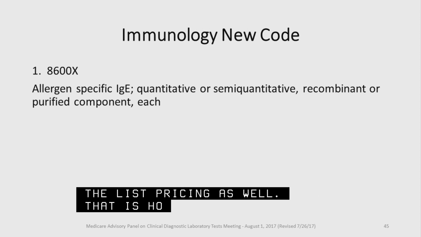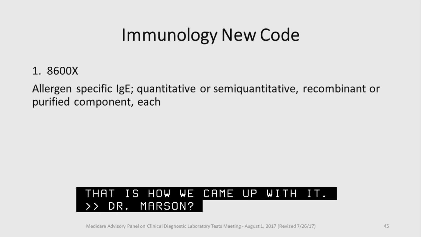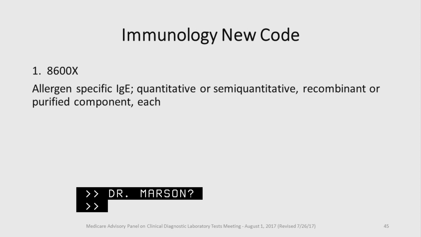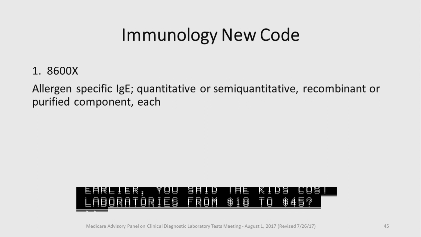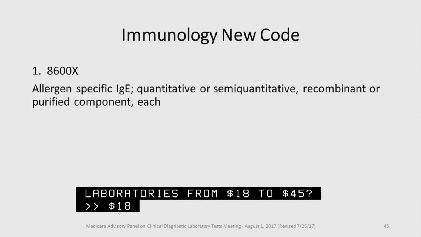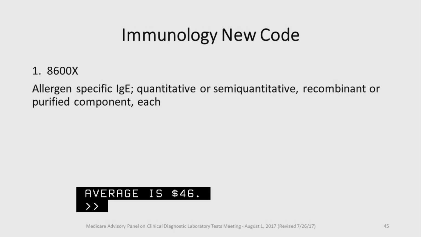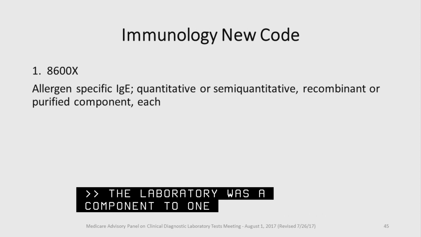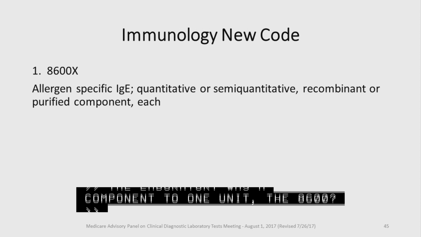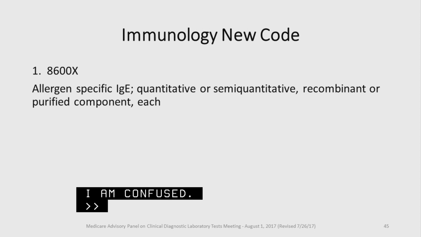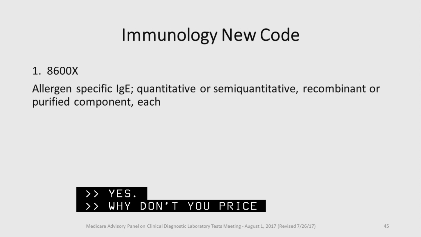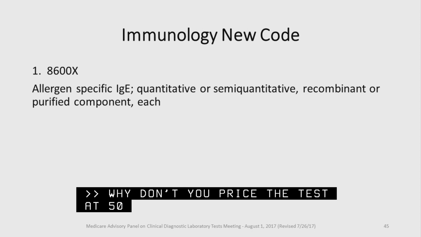Dr. Morrison? Carl Morrison, if I remember correctly earlier, you said that the kits cost laboratories from $18 to $45? 18 to 50 is the range. The weighted average is $46.25. And you also said that you felt that the laboratory effort was equivalent to 1 unit of 86003, correct? Yes. So then why don't you price the test at either the 50 plus 1 unit or the 18 plus 1 unit? It's either the maximum or the minimum. Which one should it be?